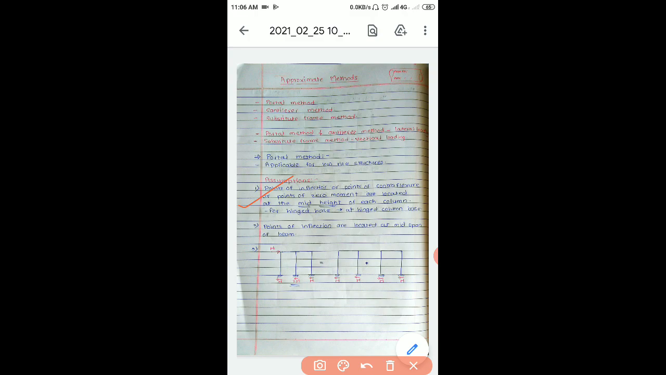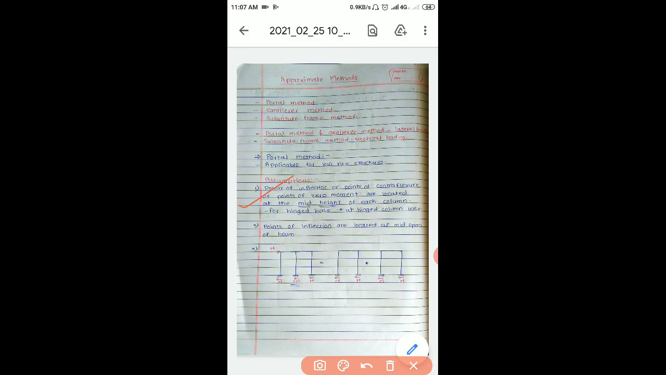Okay, so what is the first assumption in portal frame method? The points of inflection or points of contraflexure or points of zero moment are located at the mid height of each column, and for a hinged base it is at the hinged column base. Okay, and the second assumption is that the points of inflection are located at mid span of the beam. Okay, for columns it is at mid height, and for beams it is at mid span.